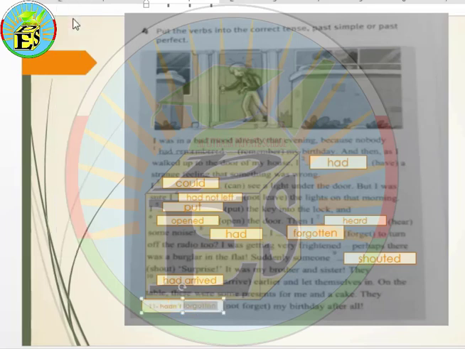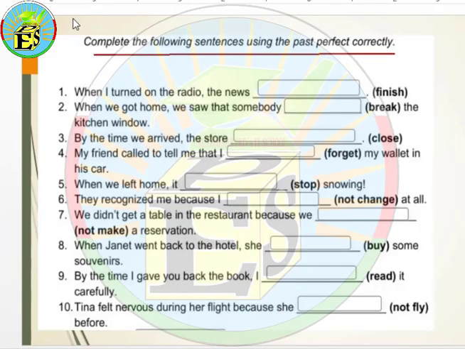Now please, we have here a practice sheet. Complete the following sentences using the past perfect correctly. So you will fill in all the sheets using past perfect only. Again, what's the past perfect form? Had plus the past participle. Go ahead.